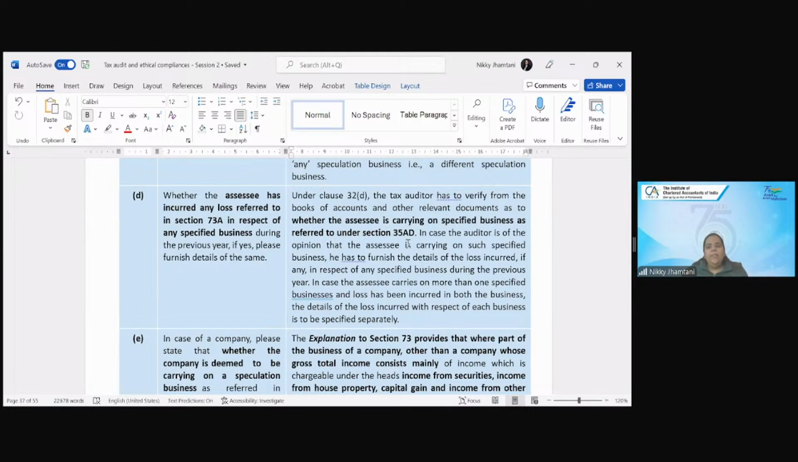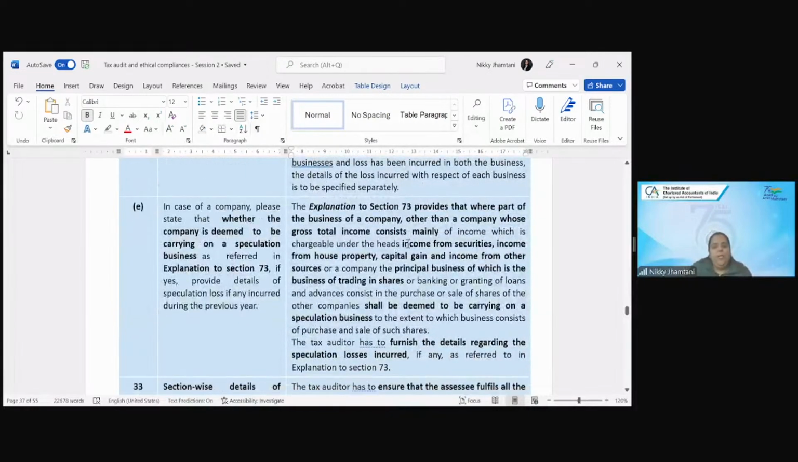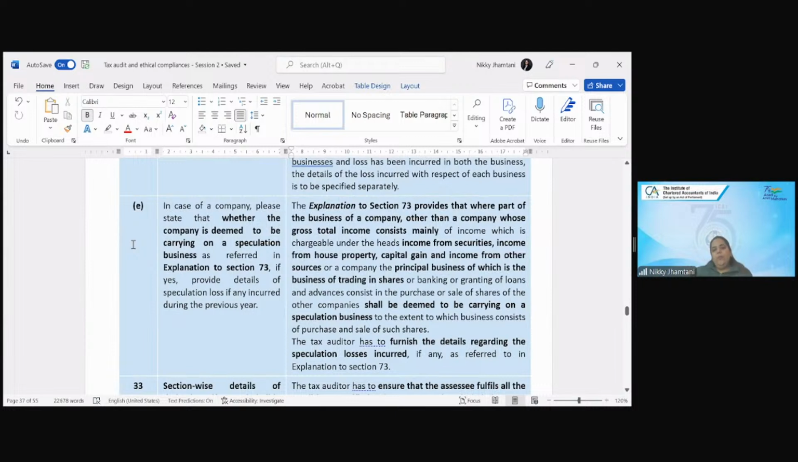In case the assessee carries on more than one specified business and loss has been incurred in both the businesses, the details of the loss incurred with respect to each business to be specified separately. So, in case of a company, sub-clause E, please state whether the company is deemed to be carrying on a speculation business as referred in the explanation to Section 73. If yes, provide details of speculation loss, if any, incurred during the previous year.